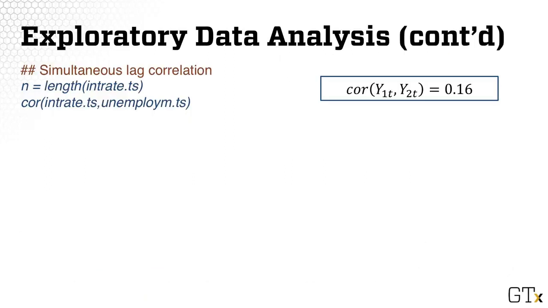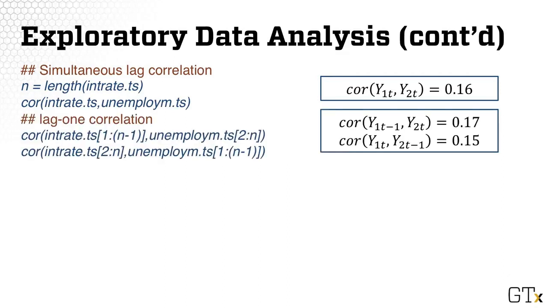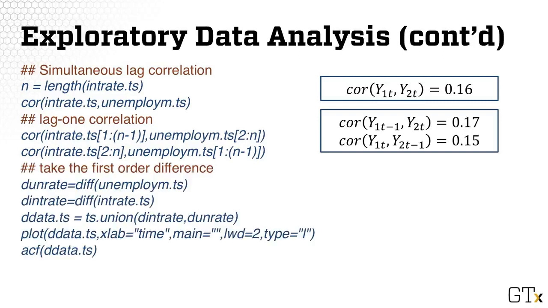If we would like to get the correlation values, we can use the cor command in R. For example, the contemporaneous correlation is 0.16, while the lead-lag correlations within one lag are 0.17 and 0.15.